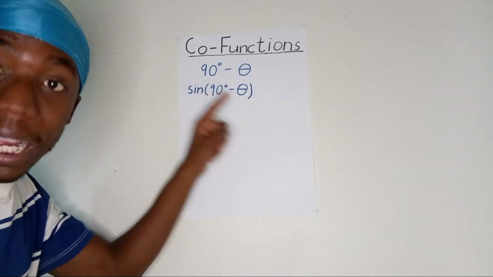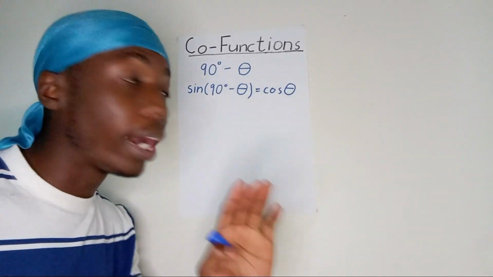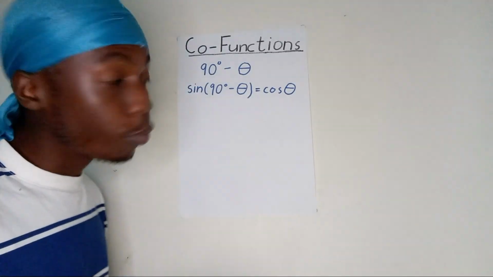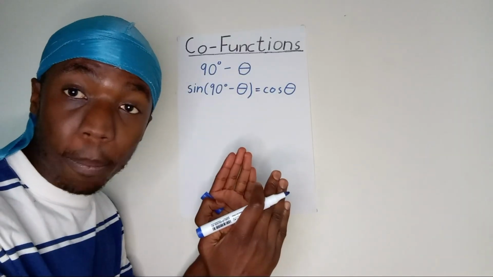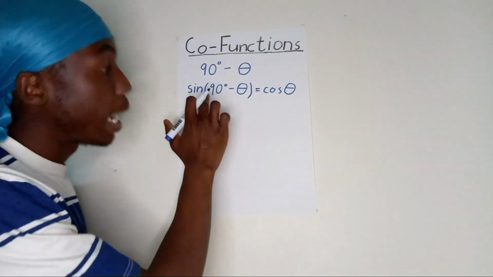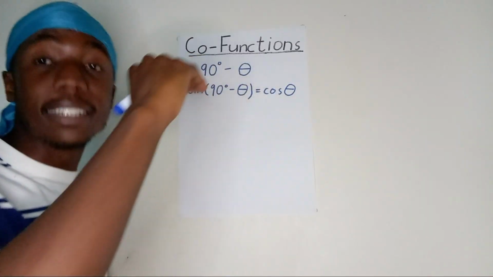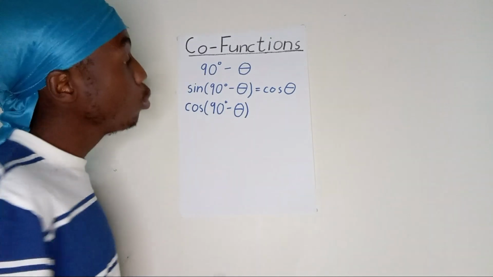Sine 90 minus theta equal to cos theta, right? Remember, guys, you need to memorize this. Remember what I said before? They don't look the same. They complement, right? They don't look the same, but they are the same. Sine 90 minus theta is cos theta. You got that? Now, here's the second one. Cos 90 minus theta is equal to sine theta.